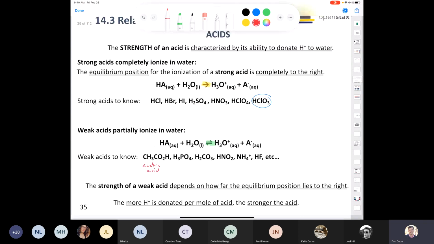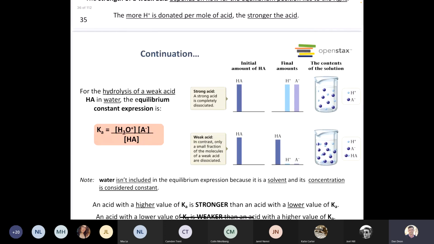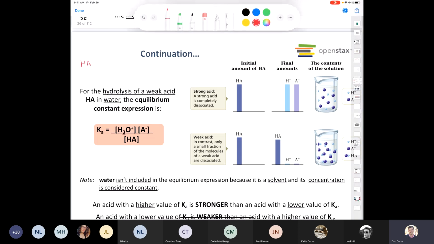So again, the stronger the acid, the more the equilibrium is going to lie to this side, right? You have a strong acid, you have a stronger acid, so on and so forth. Okay, there we go. So with that in mind, some people need a picture. A picture is worth 1,000 words, right? It says for the hydrolysis of a weak acid, HA in water, what's your equilibrium constant going to be? Your Ka, right? You have HA, your acid, plus water, which is a liquid. It's going to be in equilibrium with the hydronium plus the conjugate base. All of these are aqueous, right? So your Ka is going to be equal to the concentration of each of the products.